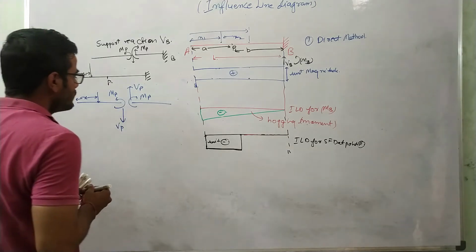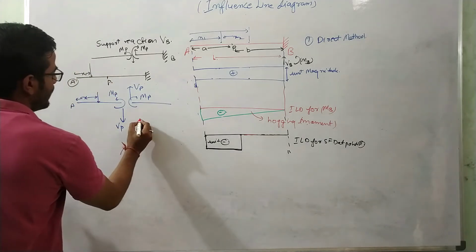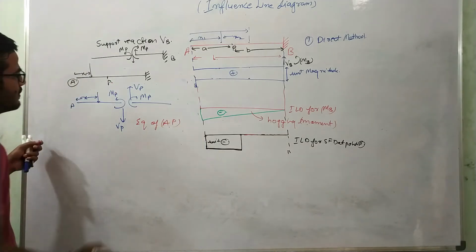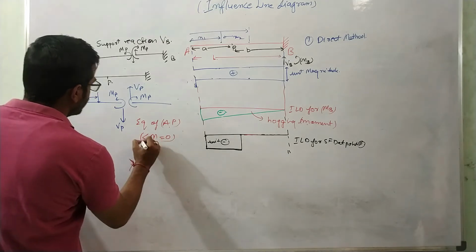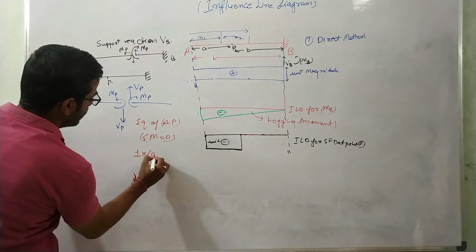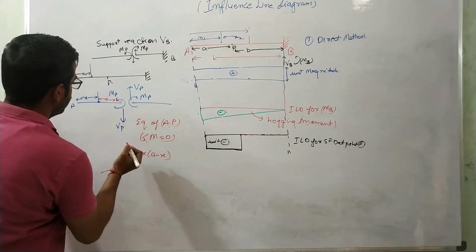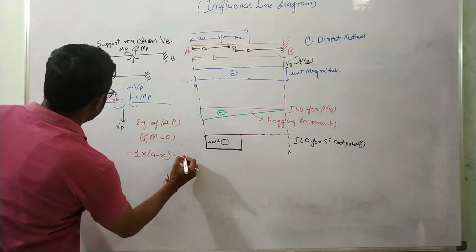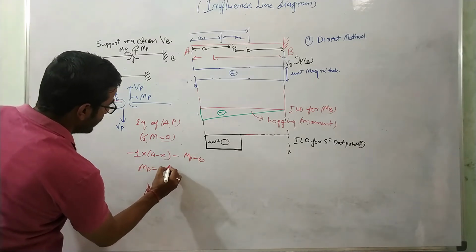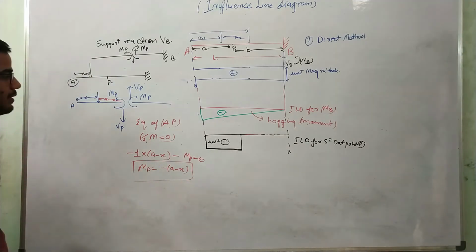Okay. So now let us consider equilibrium of this portion, this equilibrium of AP, right? So if I calculate the summation M equals to 0, I can write like this: 1 into (a minus x). Okay, this distance is nothing but a minus x, right? And minus MP will be equals to 0. Okay, so I can write MP equals to minus (a minus x). This is the expression when the unit load is acting at the left of P point, right?